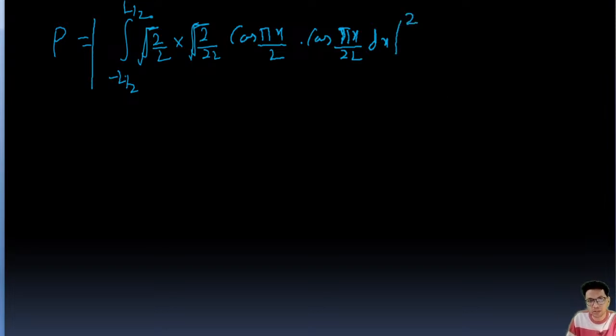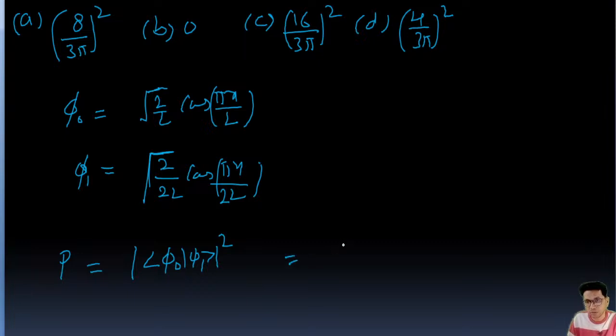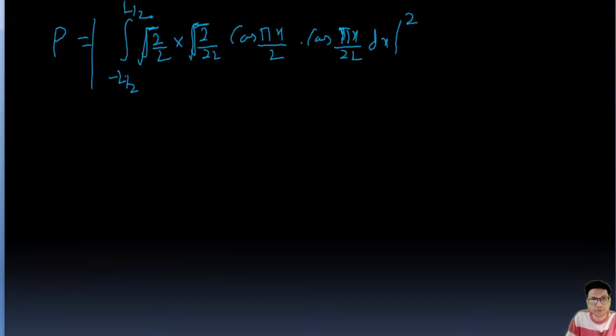This we know, right? Because this is going to be integration phi 0 star phi 1 dx, and the limit is going to be minus L by 2 to L by 2. This is simple. Now we are going to solve it. So then P is going to be, 2 will get cancelled.